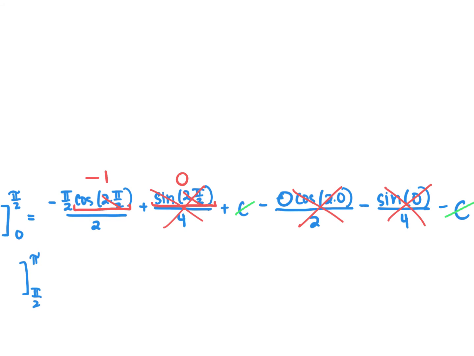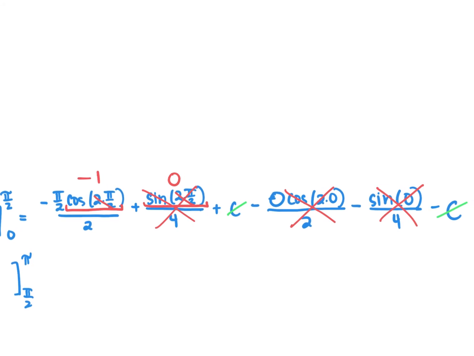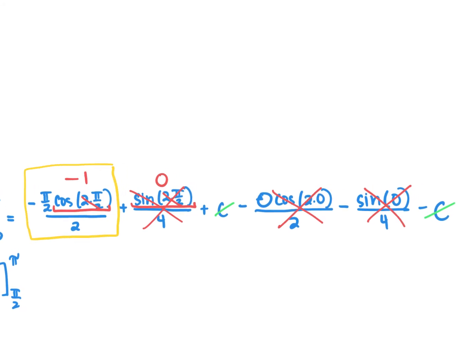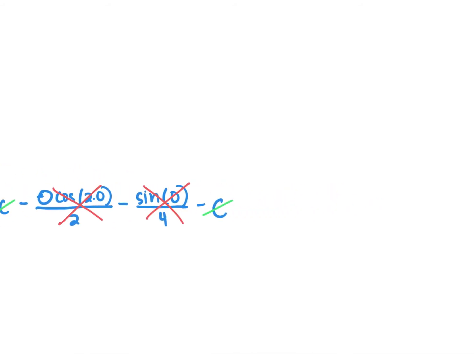So wow, it really only left me with this. So negative pi over 2 times negative 1 over 2. So double negative makes a positive. So the answer to that is pi over 4.